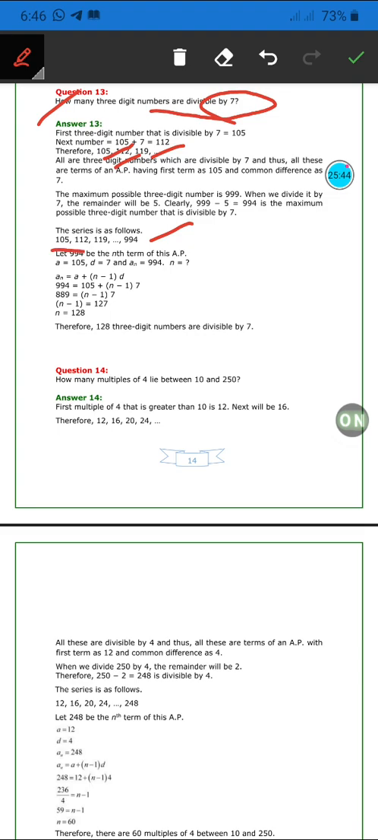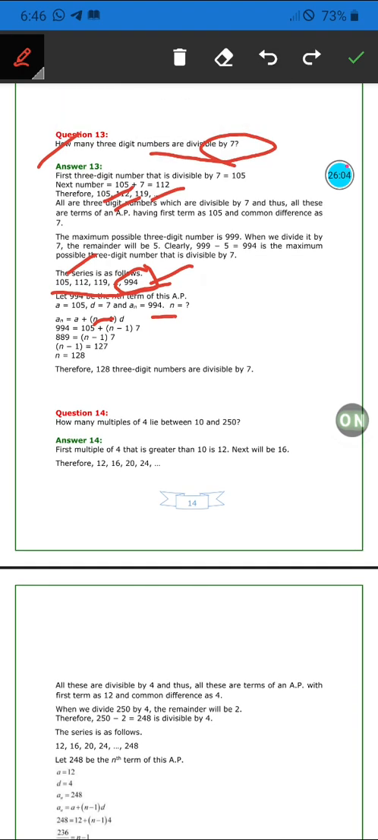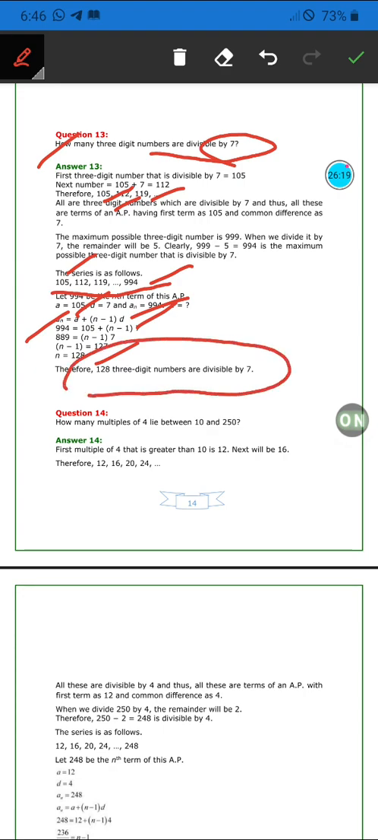So by getting this AP, what is the A value here? A is 105, D is equal to 7, last term An is equal to 994. How many terms are here? So we have to find N by using the same formula. What is that formula? An formula. Put the values of An, A, D. So you get N equal to 128. So there are 128 numbers which are divisible by 7 among 3 digit numbers.